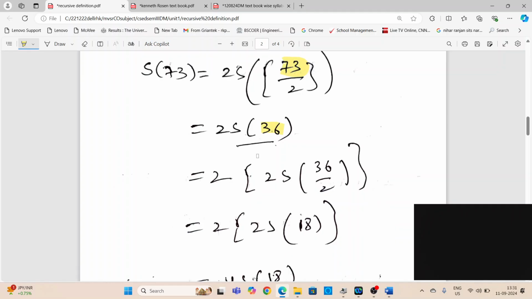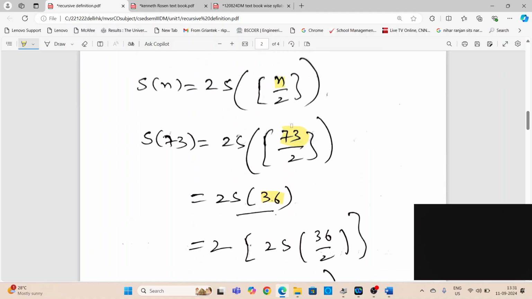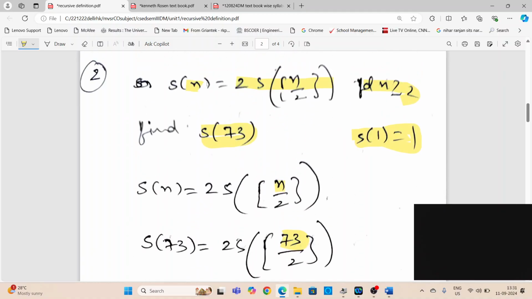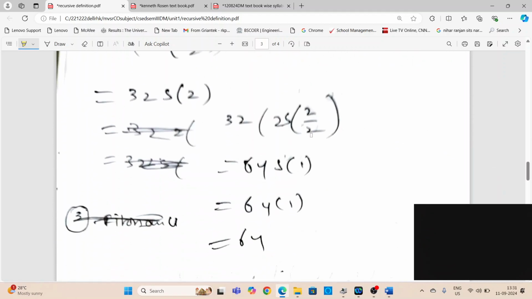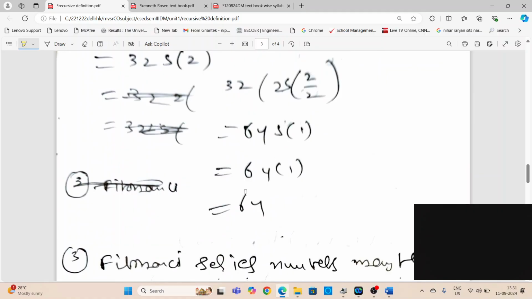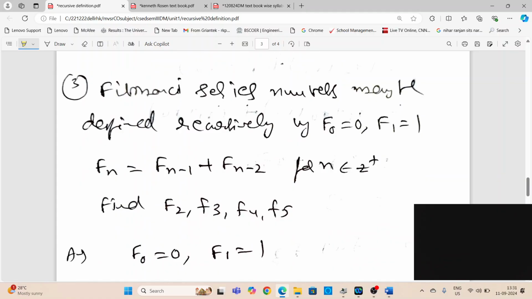So this again will be represented like this. Go on replacing the s of n value with 2s of n by 2. So if you simplify this, ultimately you will be getting the value to be 64. We'll take one more example and we can stop.